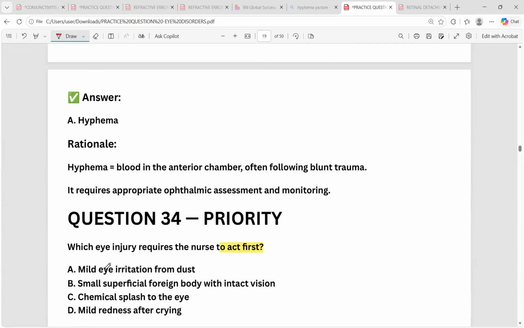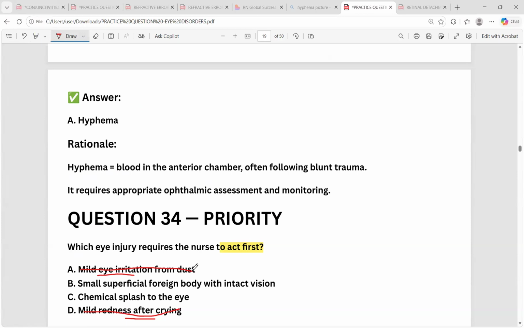Mild eye irritation from dust and mild redness after crying are not emergency situations here, because that might be from crying or from dust allergies. So that's not an emergency here.